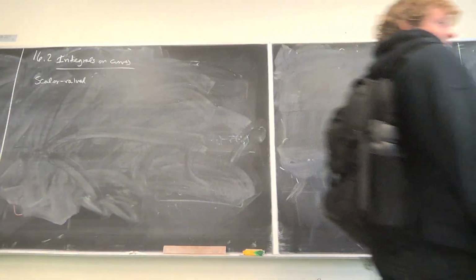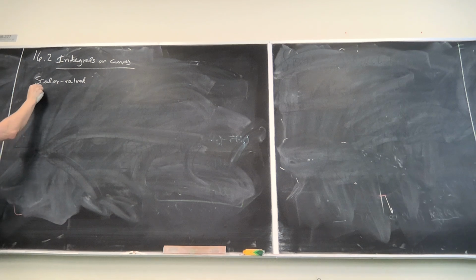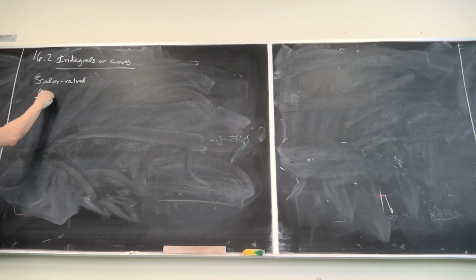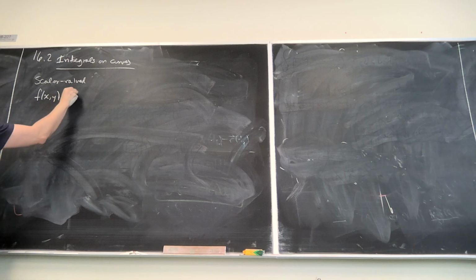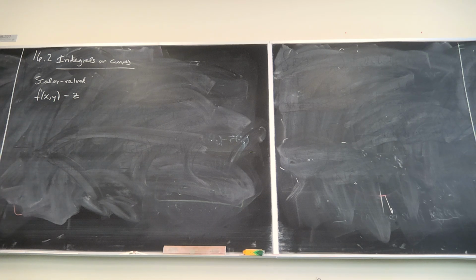All right, scalar valued functions means that you have a function f that takes in a point for an input and produces a number as an output, a scalar. So f of x and y is equal to z, for example, would be a scalar valued function. Scalar valued functions can be integrated using path integrals.